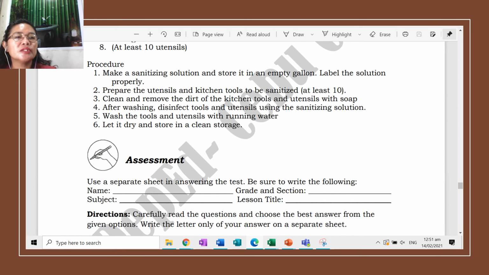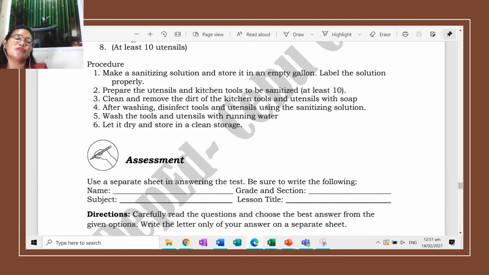And then, number 3, clean and remove the dirt in the kitchen tools and utensils with soap. Then, after washing, disinfect tools and utensils using the sanitizing solution. Then, wash the tools and utensils with running water. Okay, mag-picture yapon mo ani. Then, let it dry and store in a clean storage.